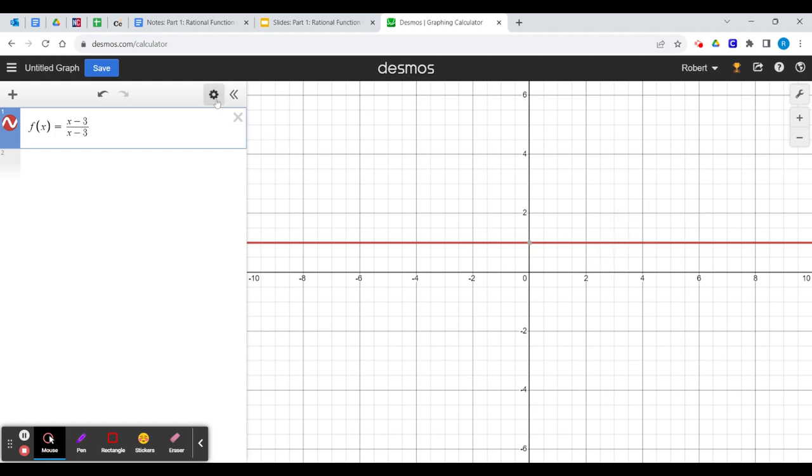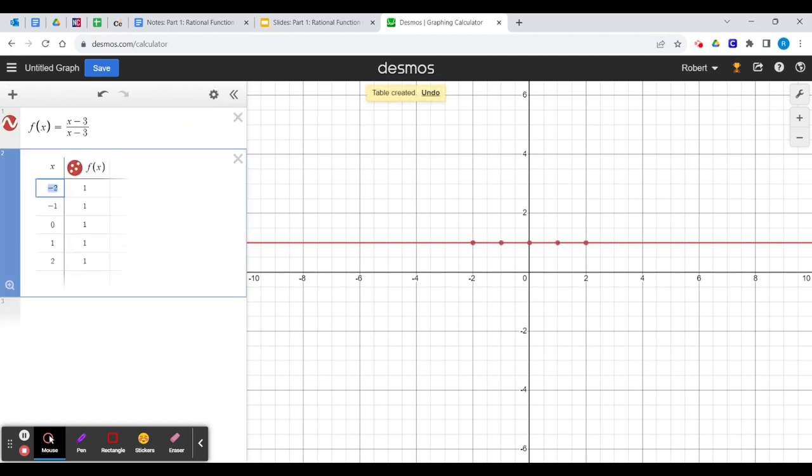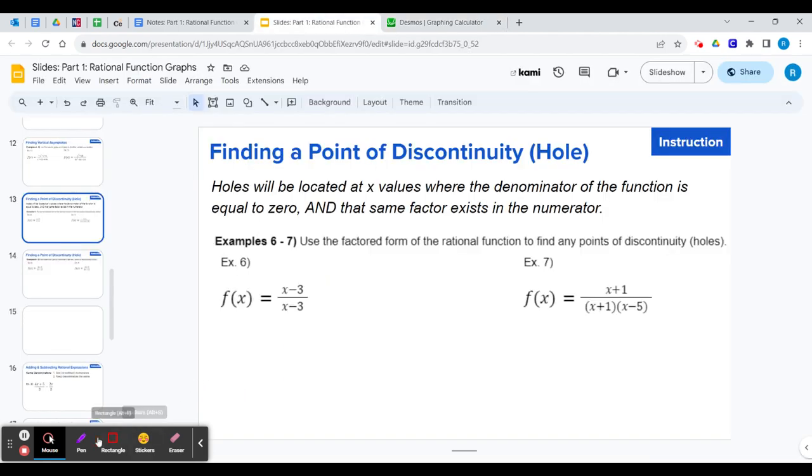An easier method of checking that is, once you inspect it, say, okay, I think there's a hole at 3 because there's a matching denominator and numerator factor. I can throw that table in and add an x value of 3 to see what my graph looks like. You'll see that it shows undefined there, so at x equals 3, there is a hole.